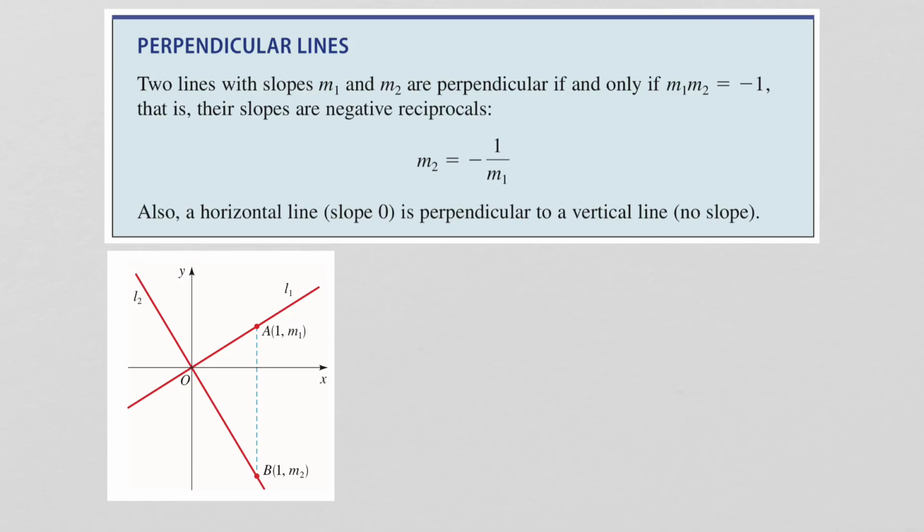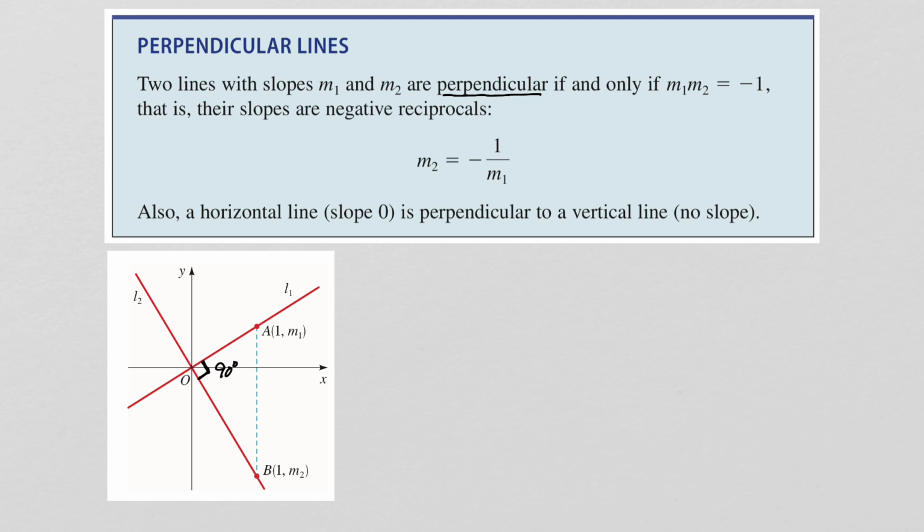Perpendicular lines are a little bit more complicated. So two lines are perpendicular, say line 1 and line 2, when they meet to form a 90-degree angle, okay? So a right angle. If the angle between these two lines is 90 degrees, then we say that they are perpendicular. So what do we know about perpendicular lines? Well, if you think about it, the slope of one line is positive and the slope of the other line has to be negative.